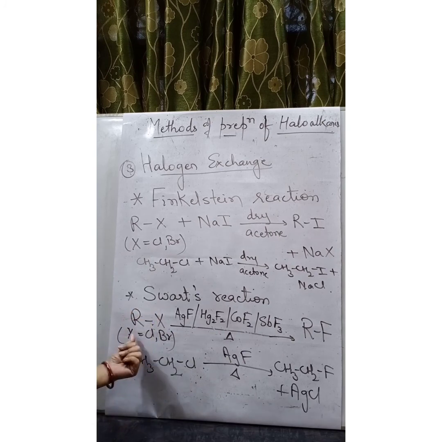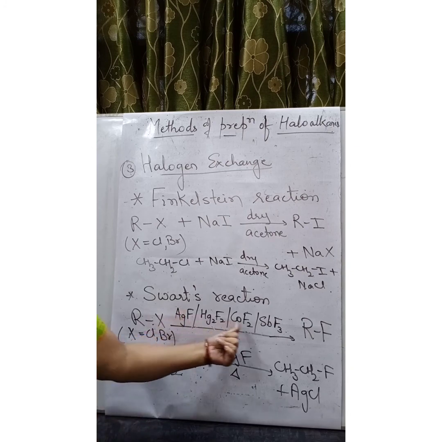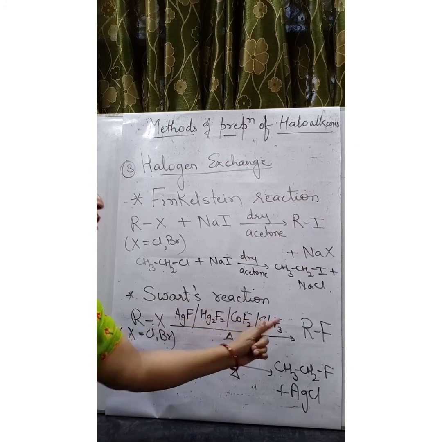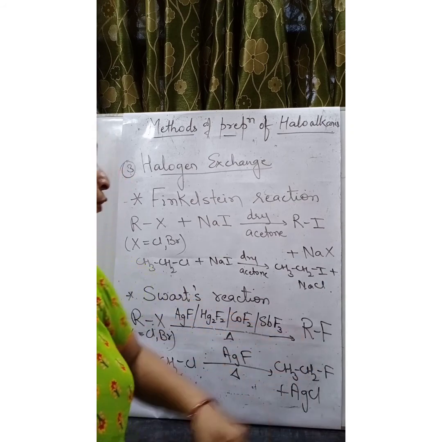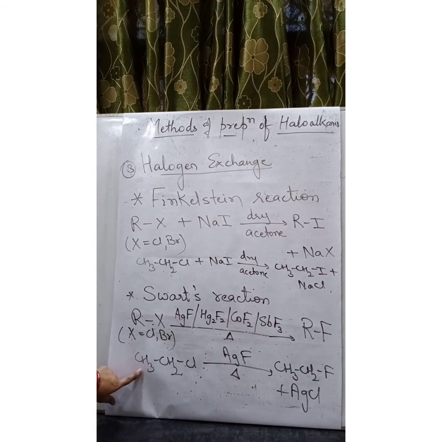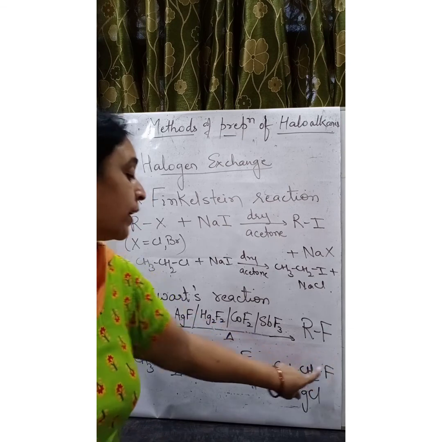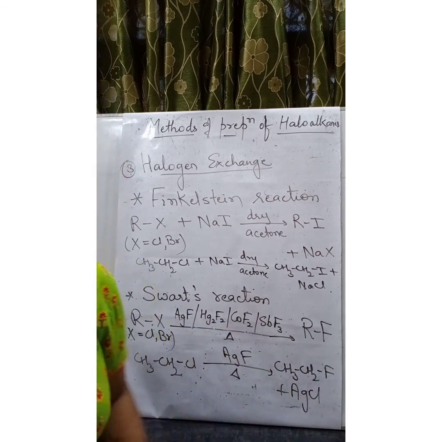Swarts reaction is specifically used for preparing fluoroalkanes. When RX, where X stands for chloro or bromo compounds, is heated in presence of any of these metal fluorides, it results in the formation of fluoroalkane. Take an example, chloroethane when heated with silver fluoride forms fluoroethane plus AgCl.